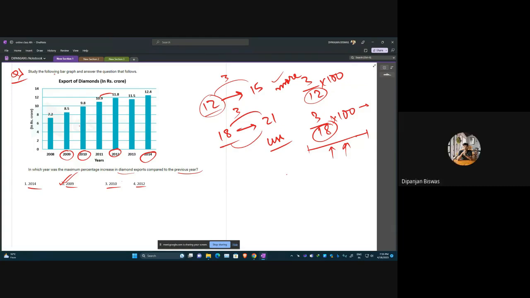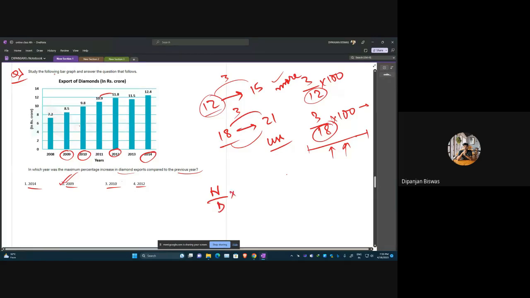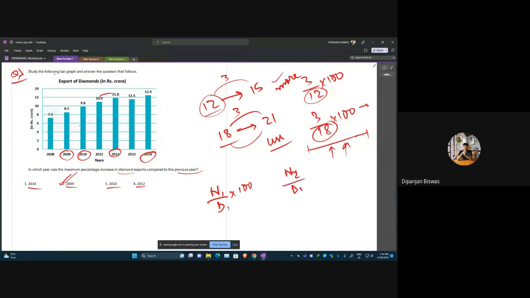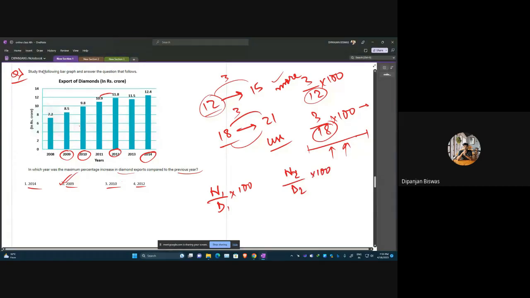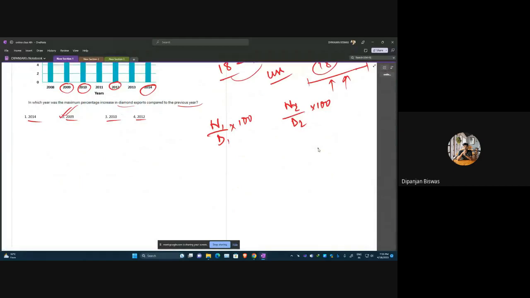Okay. So to find the percentage, there are two things: numerator divided by denominator, multiplied by 100. Like N1 by D1 and N2 by D2. We're taking two variables. Okay. Suppose the value of N1 is 5 and D1 is 20, multiplied by 100. And here the value of N2 is 3 divided by 20, again multiplied by 100.